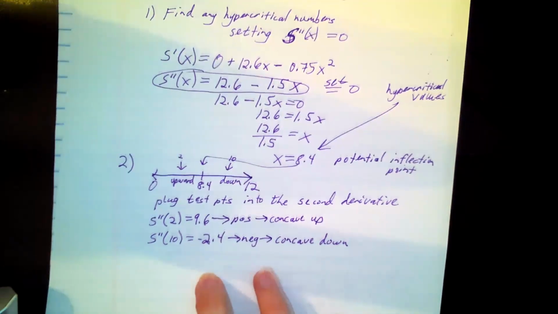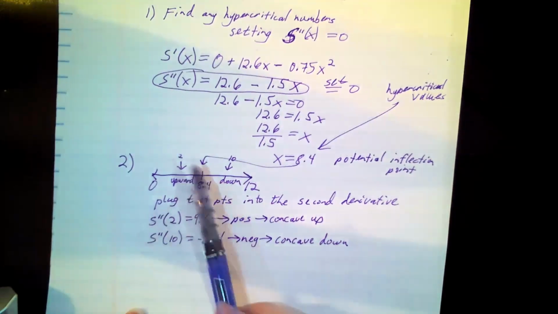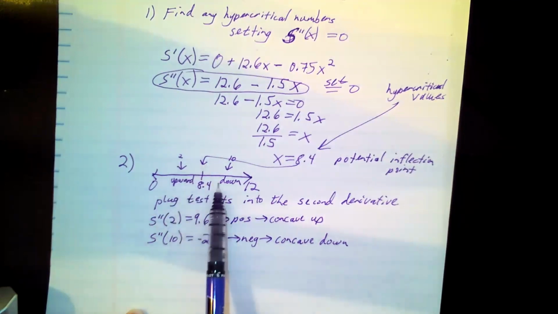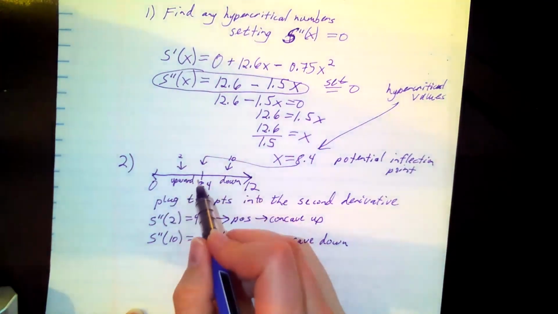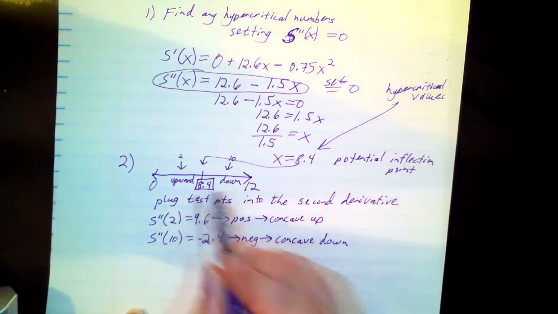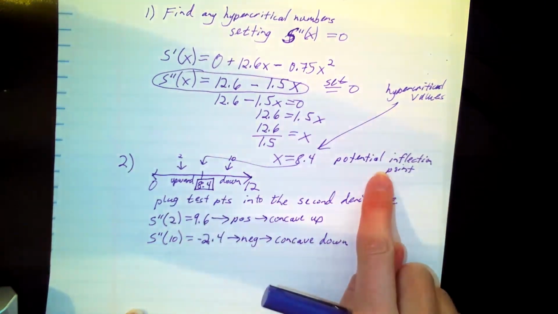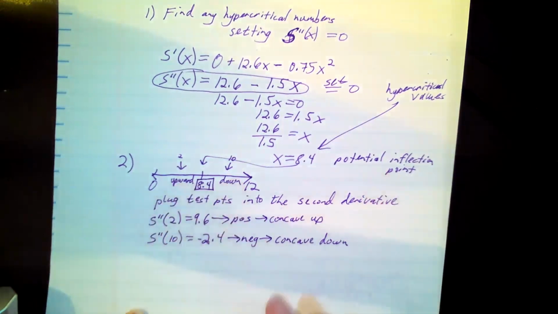So we've shown that the concavity changes. It goes from concave upward to concave downward. And therefore, since 8.4 was my potential inflection point, we have now confirmed that it is, in fact, an inflection point because the concavity switches.